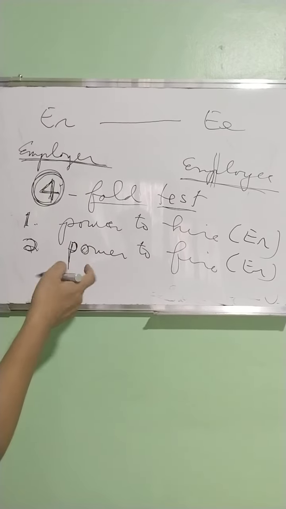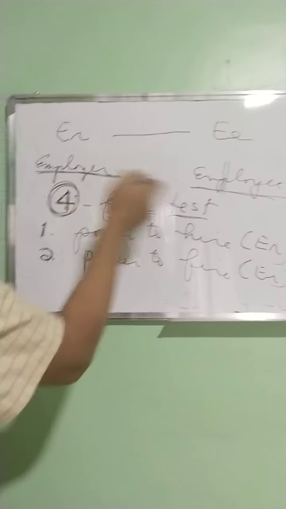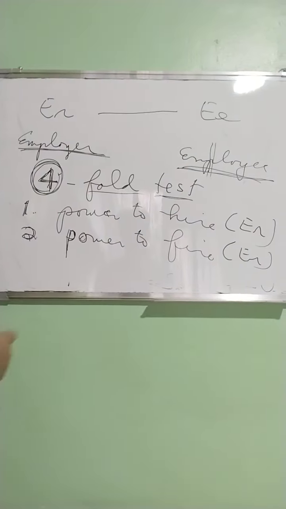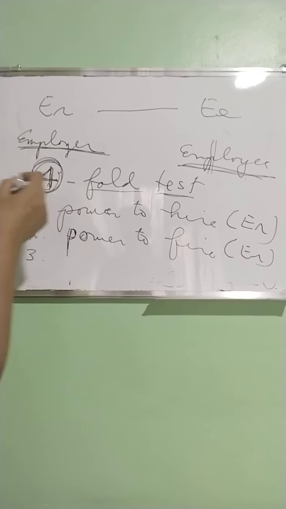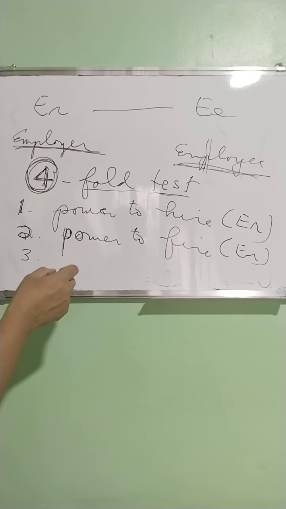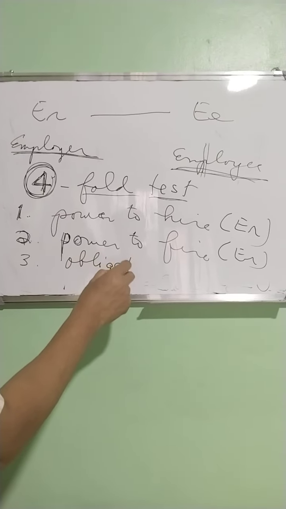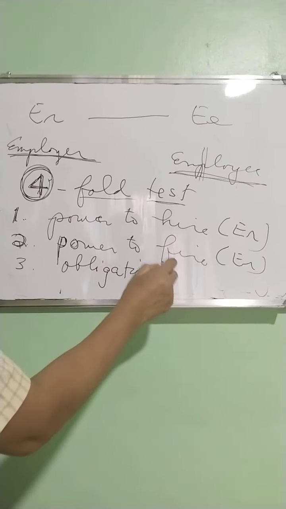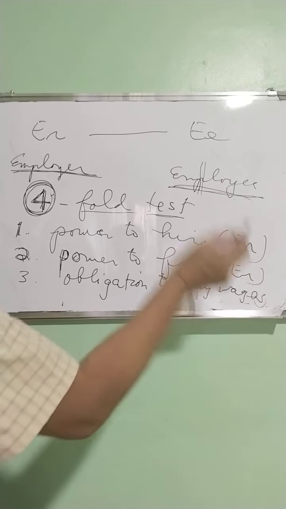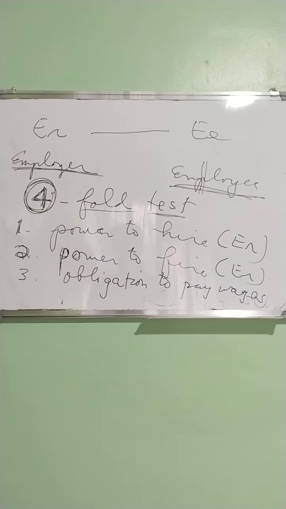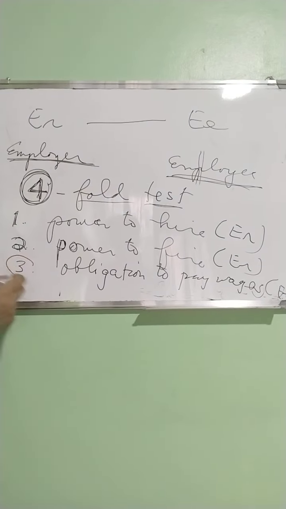If the employee commits one or any of the just causes, then the employer can also remove the employee. What is the third circumstance or requirement of the fourfold test? Well, the obligation to pay wages can also be shown. Obligation to pay wages or salaries can also be shown that it is being done by the employer. All employer. So this is the third.